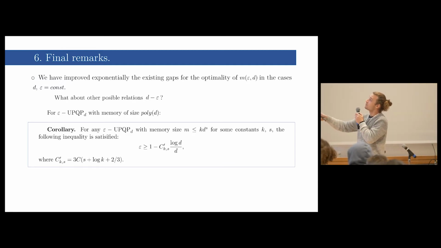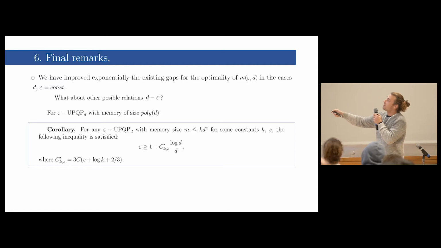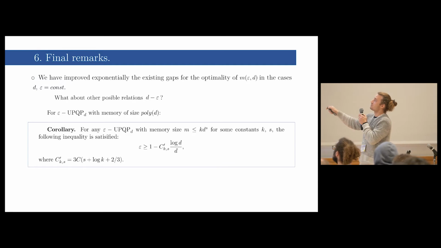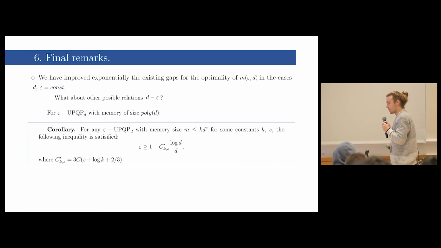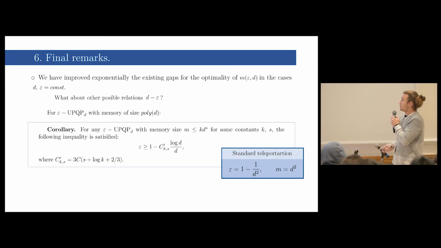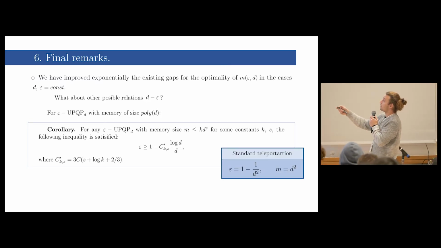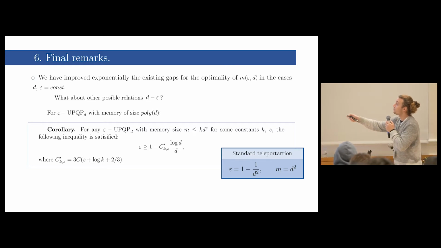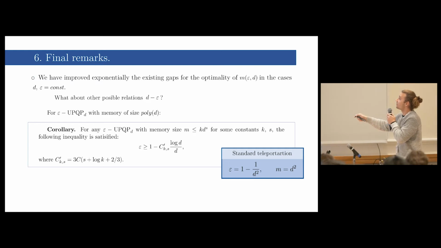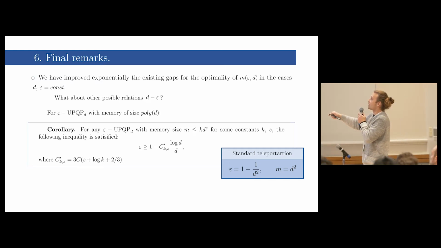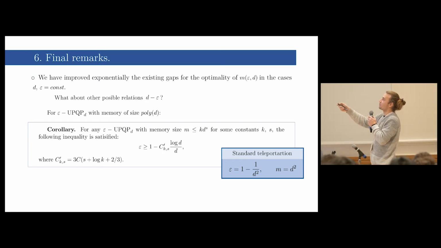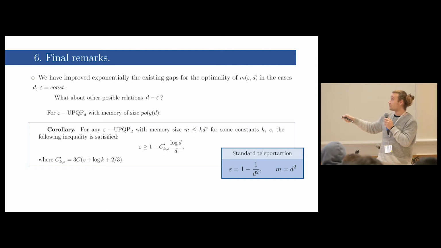In this case, you get this corollary which restricts the accuracy of your possible epsilon-UPQP, which is efficient in the sense that it uses an efficient amount of memory. And indeed, more or less the behavior that this corollary enforces in epsilon is similar to the behavior that we obtain in the example of standard teleportation. So we are not far from being optimal, given this bound here.